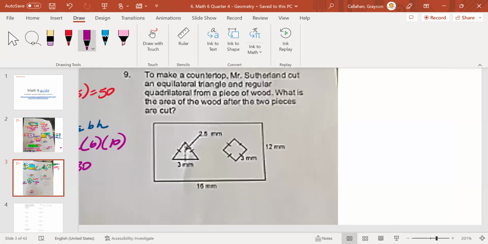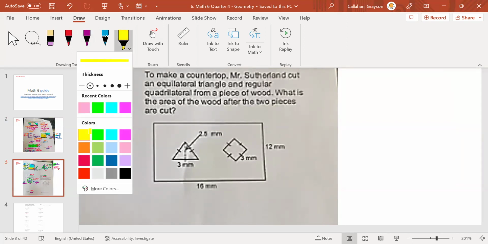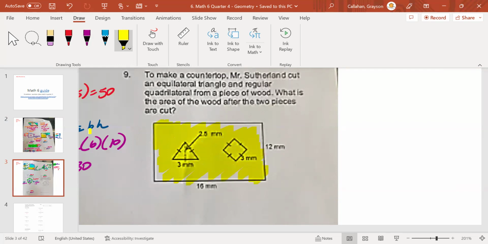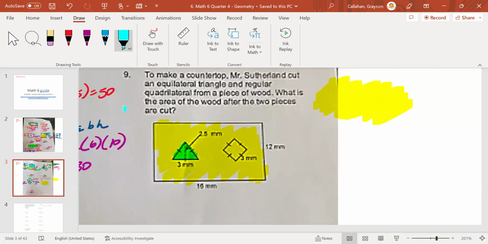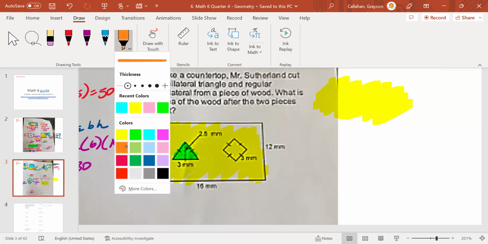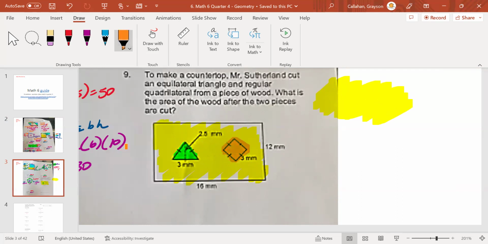Last one. Here we go. What does it say? Taking a countertop, Mr. Sutherland cut an equilateral triangle and regular quadrilateral from a piece of wood. What is the area of the wood after the 2 pieces are cut? So what we're going to do is you need to find the area of the entire rectangle that is right here in yellow. Do you see that? And then we're going to subtract the blue triangle from that yellow. And we're also going to subtract the orange area from that rectangle. Do you see that?